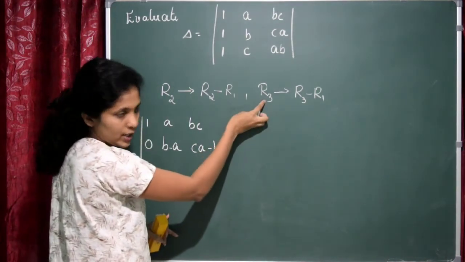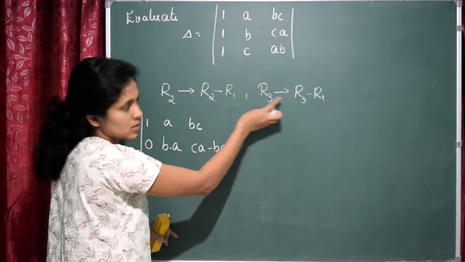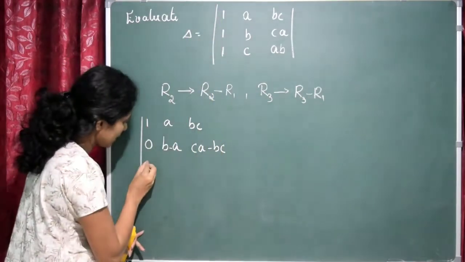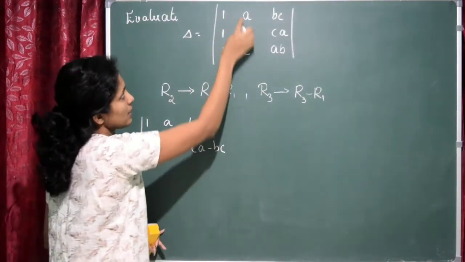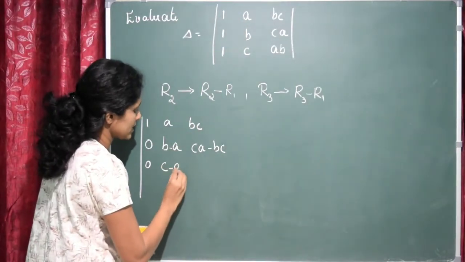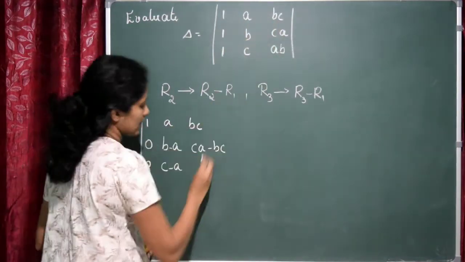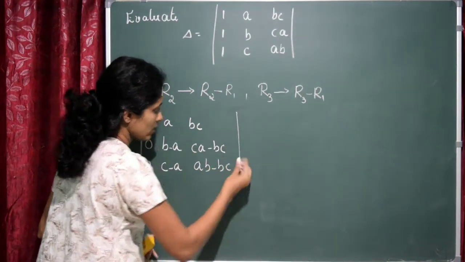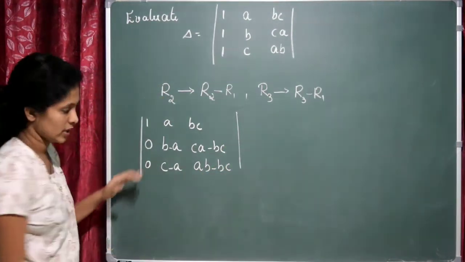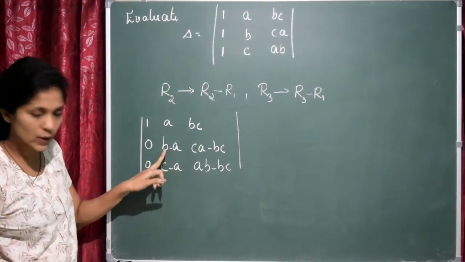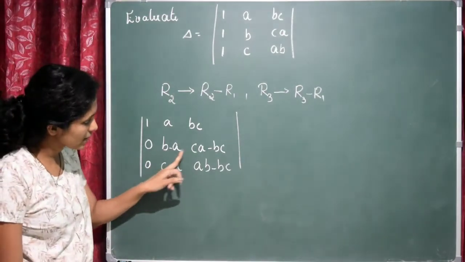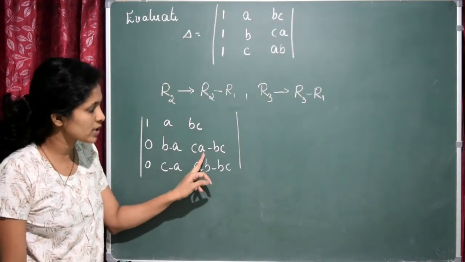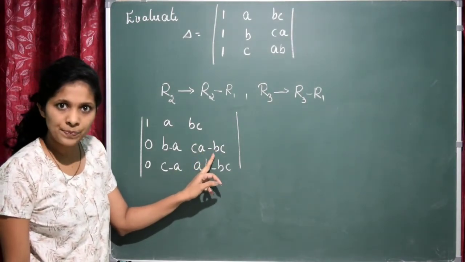Simultaneously we can do another operation: R3 changes to R3 minus R1. So 1 minus 1 will be equal to 0. So C minus A, and here this is AB minus BC. Is it clear? Now we have to expand this one. Sorry, before expanding, here you can see B minus A is there. Here C is common, right? If I take C common, what is remaining here? A minus B. Is it clear?